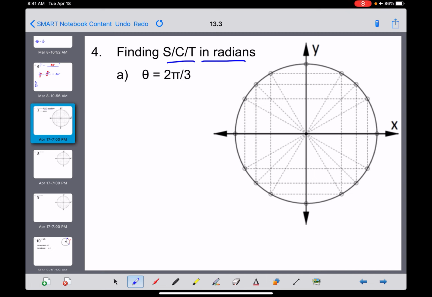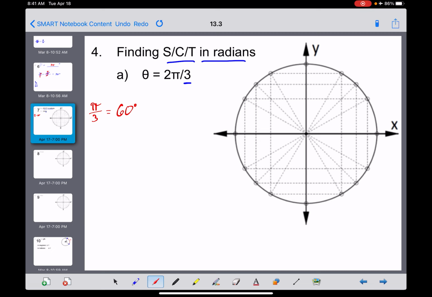Theta is 2 pi over 3. Now, without going back and looking at our graph again, here's what I would want you guys to remember. The denominator right here is 3. So what I would need you guys to know here is that pi over 3 is equivalent to 60 degrees. We got that from our table.